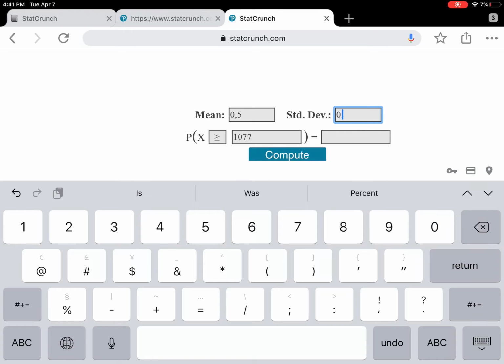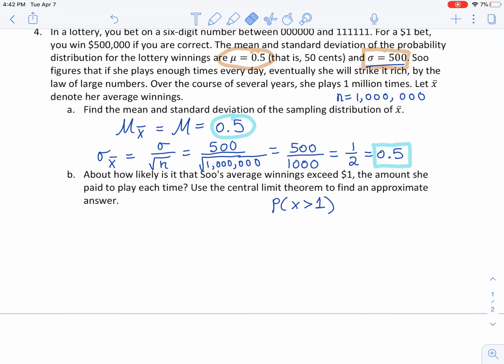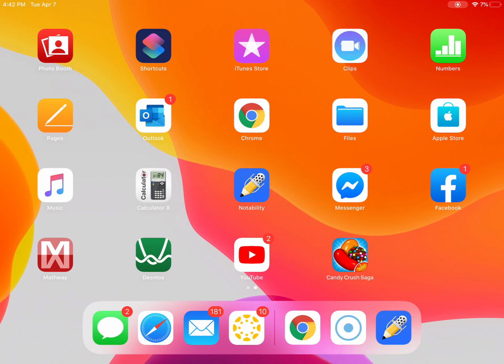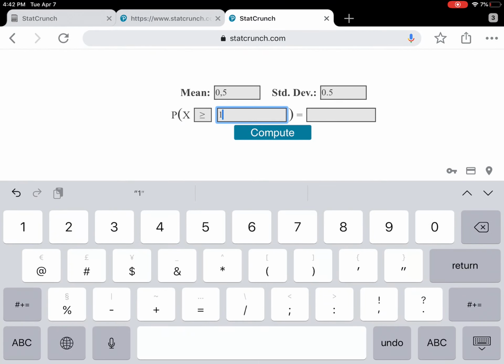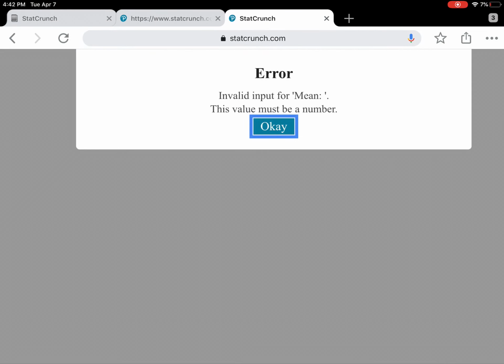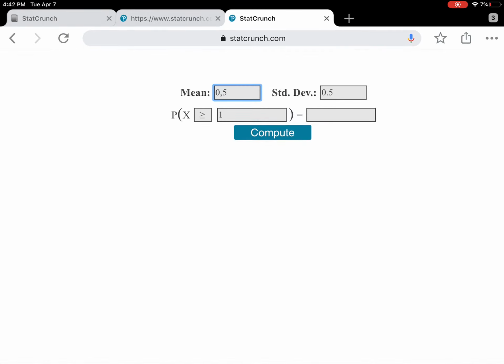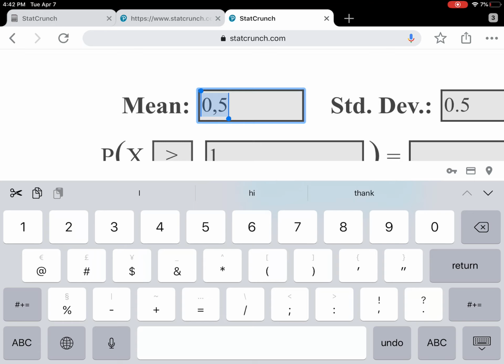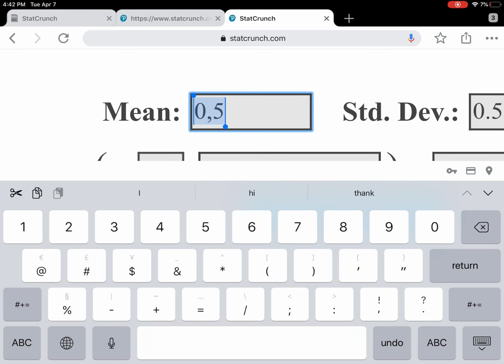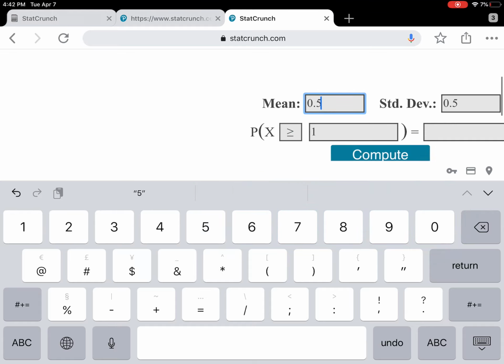So guess where I'm going? I'm going to StatCrunch. Going to go ahead and type in the mean is 50 cents, 0.5. Now, the standard deviation also came out to be 50 cents. And we're trying to see when our winnings are going to be, oh, I forgot, greater than 1. Winnings exceeding 1. So, greater than 1, and hit compute.